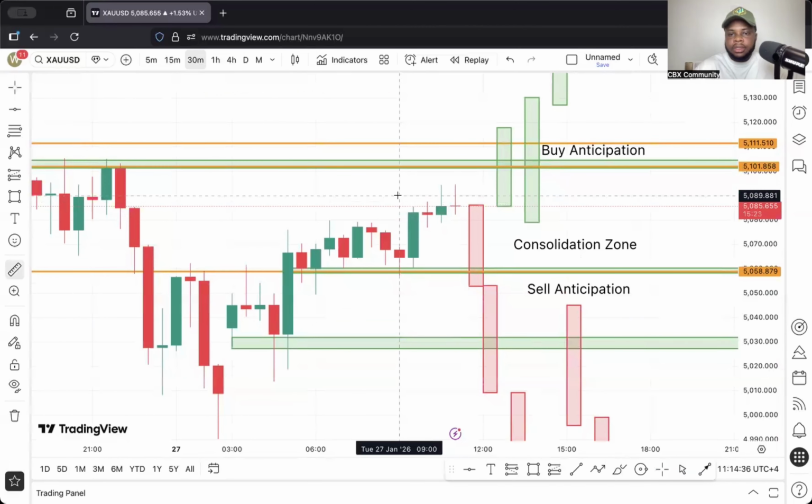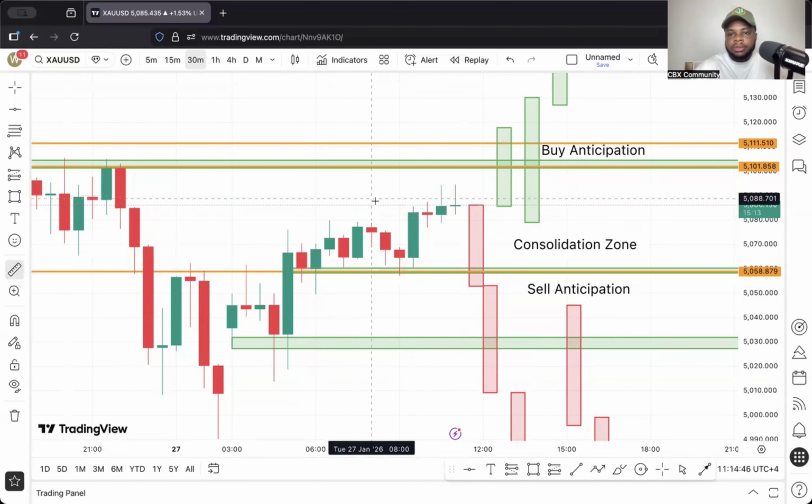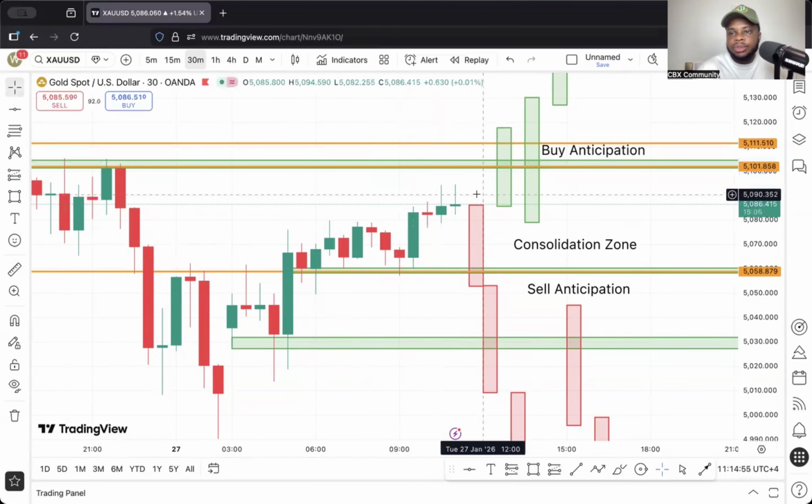Let me measure this candle and see. Not 334 pips. Let's measure this one. Looking at 323 pips. Let's see what the candle wants to do. It's very important for us to have an idea what you're anticipating the market to give to us. So let's see.